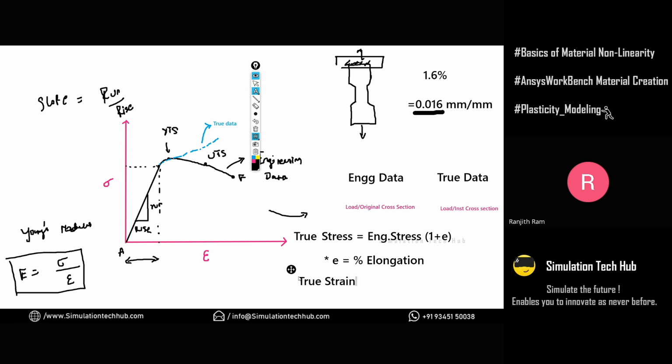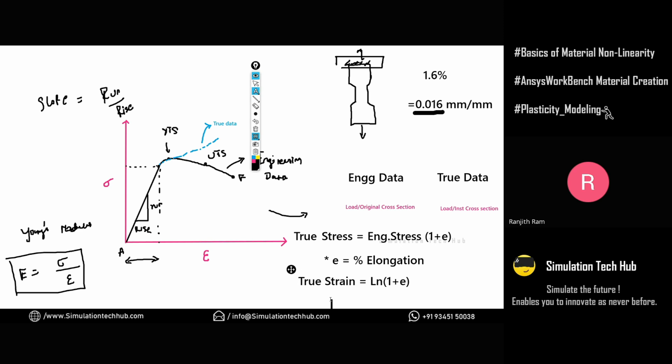So unless or until we have the true stress and the true strain, we can't calculate the bilinear parameters and the multilinear parameters also. When it comes to the true strain, it's pretty simple. We need to take the log of the parameter 1 plus E. 1 plus E will be common for both, but for the true stress we multiply it with the engineering stress. Here we just take the log of this parameter.